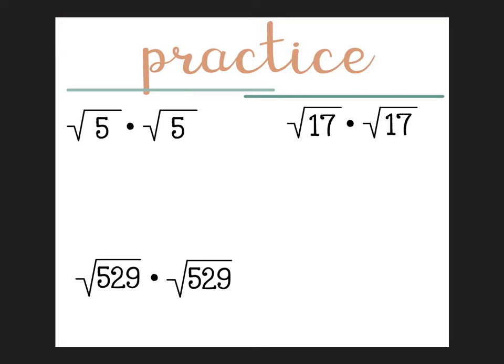Here are some examples. To figure out square root of 5 times square root of 5, I can write out the middle step, which is square root of 25. But the square root of 25 is really just 5. What's happening is that whatever the radicand is, that's all that's left over. So you don't really need to include these middle steps. For the next one, square root of 17 times square root of 17, all that will be left is this radicand, which is 17. So square root of 529 times square root of 529 will just be 529.